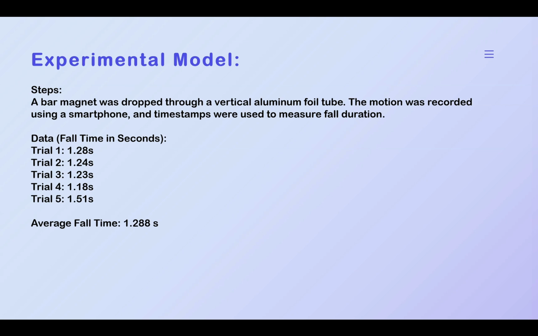I dropped the magnet 5 times and recorded the fall using a smartphone. The measured times were 1.28, 1.24, 1.23, 1.18, and 1.51 seconds, so the average fall time was 1.288 seconds.